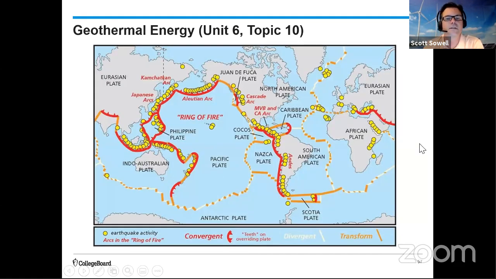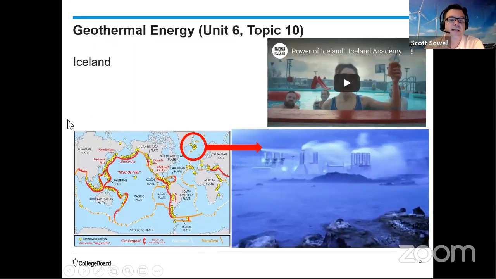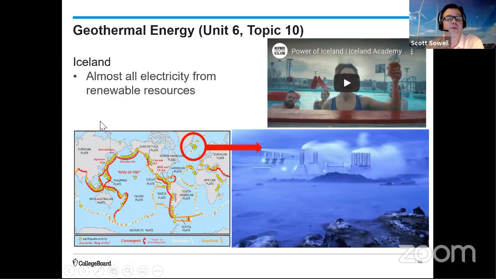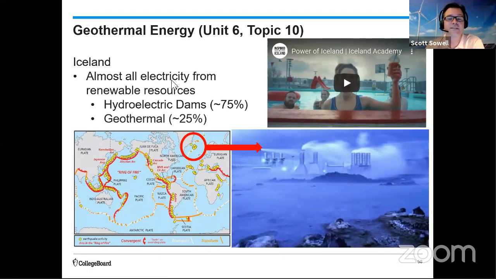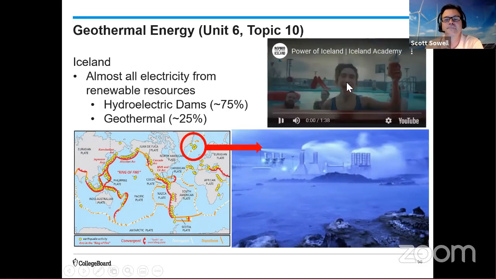So just like it said in the little clip, the areas that are most likely to use geothermal energy are those places that have lots of tectonic or volcanic activity. So we can see here, this is the Ring of Fire, and there's some of the other fault lines. But one of the most unique places is Iceland. Iceland gets almost every bit of electricity from a renewable resource. About 75% comes from hydroelectric dams, and 25% is geothermal because they're located right there on that plate boundary. So here's a funny little clip of the benefits of the geothermal power in Iceland.